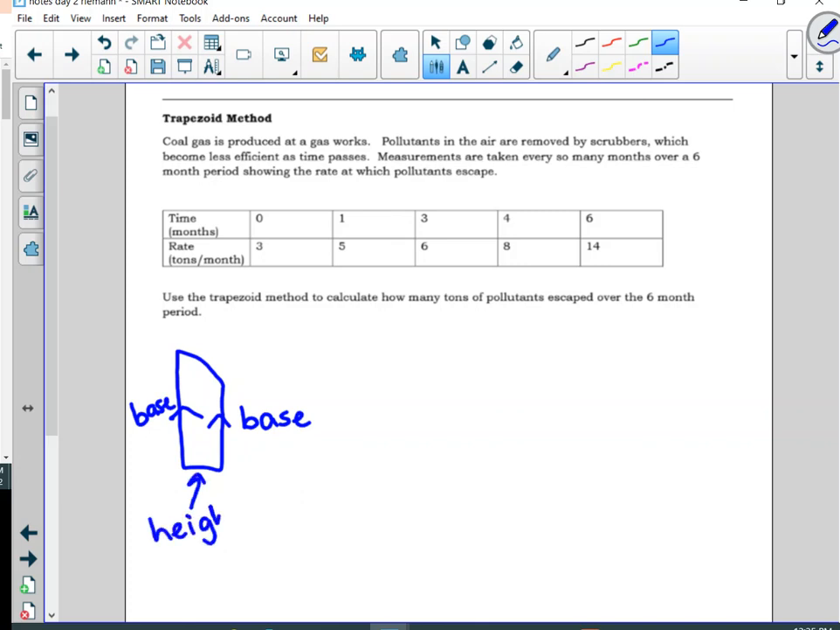When we do a trapezoid technique, which is not technically a Riemann technique, the trapezoid method is sometimes also referred to as Simpson's method. Simpson's method uses trapezoids to estimate, but we tend to group it under Riemann. It's just some of the different techniques for estimating area under a curve.